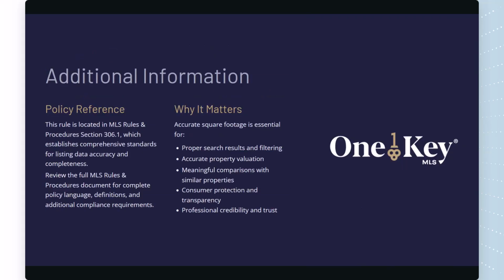So here's a few additional points that we just want to keep in mind as we are entering in our listing into the Add Edit section. This rule is found in MLS Rules and Procedures Section 306.1. I encourage you to go take a look at that document. It is in the KB section. And what this says is that overall standards for listing, it just goes over the listing accuracy and completeness when you're entering a listing. If you need clarification, again, go ahead and take a look. It's a great section to start.